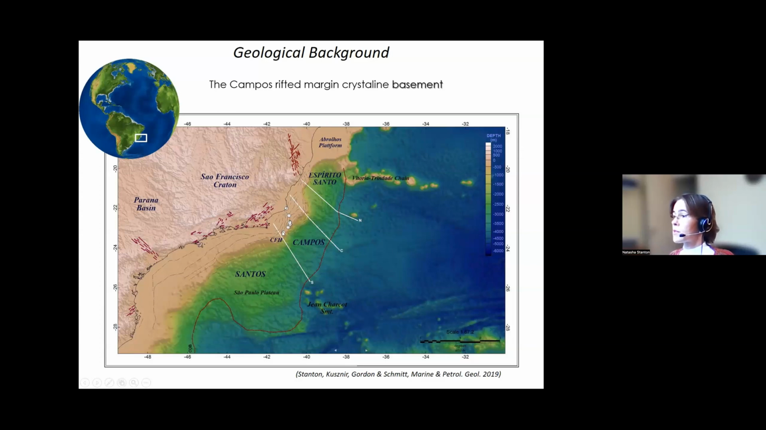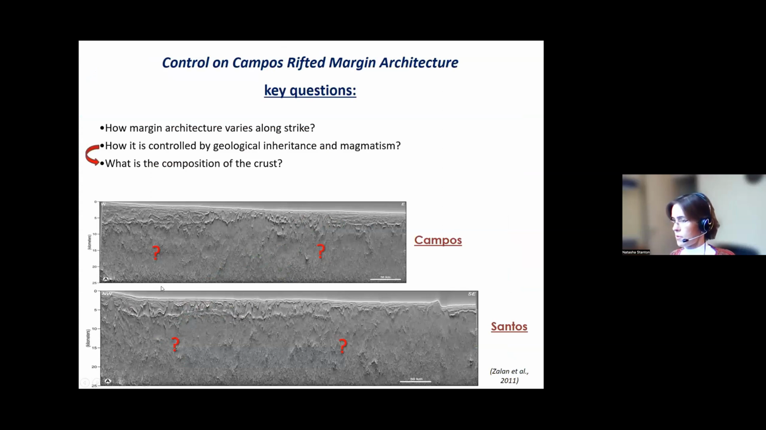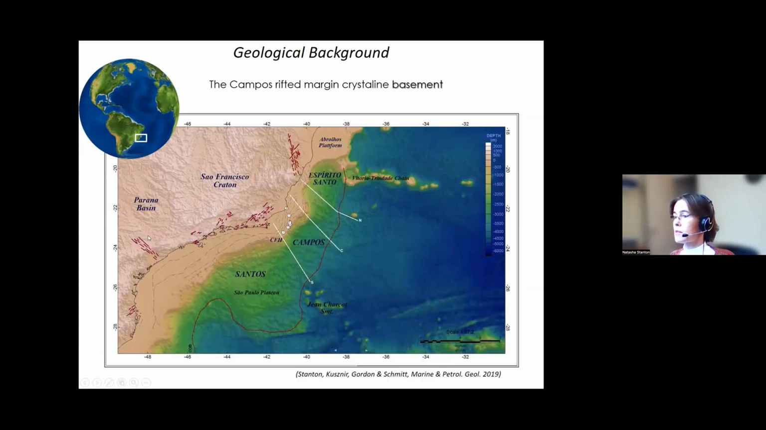These white circles show places where wells drilled basalts. These are dike swarms that were emplaced during the beginning of the rifting process. In order to understand the margin architecture and why it has such architecture, we need to take a glimpse into the geology of the basin here.